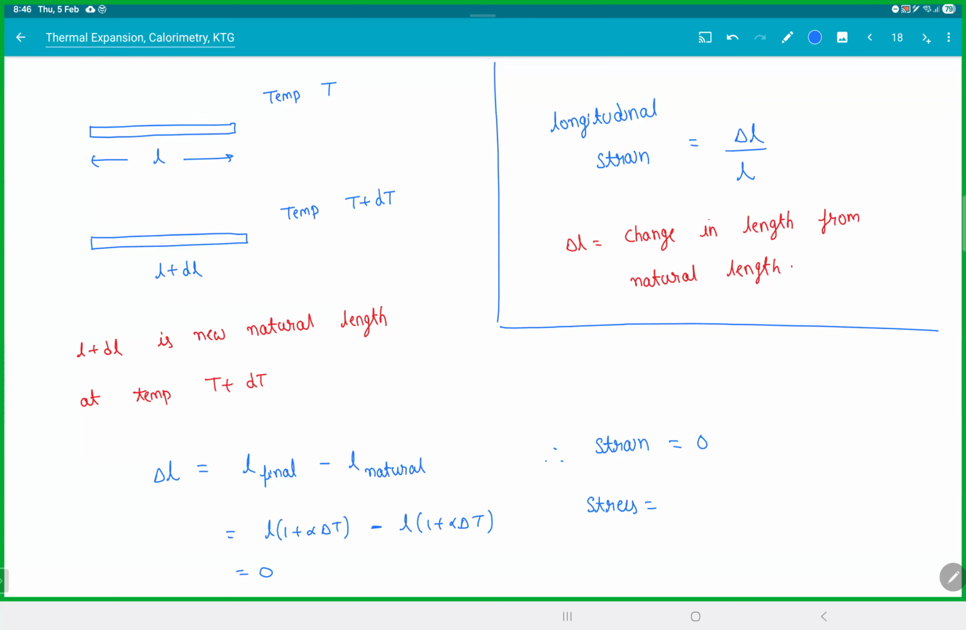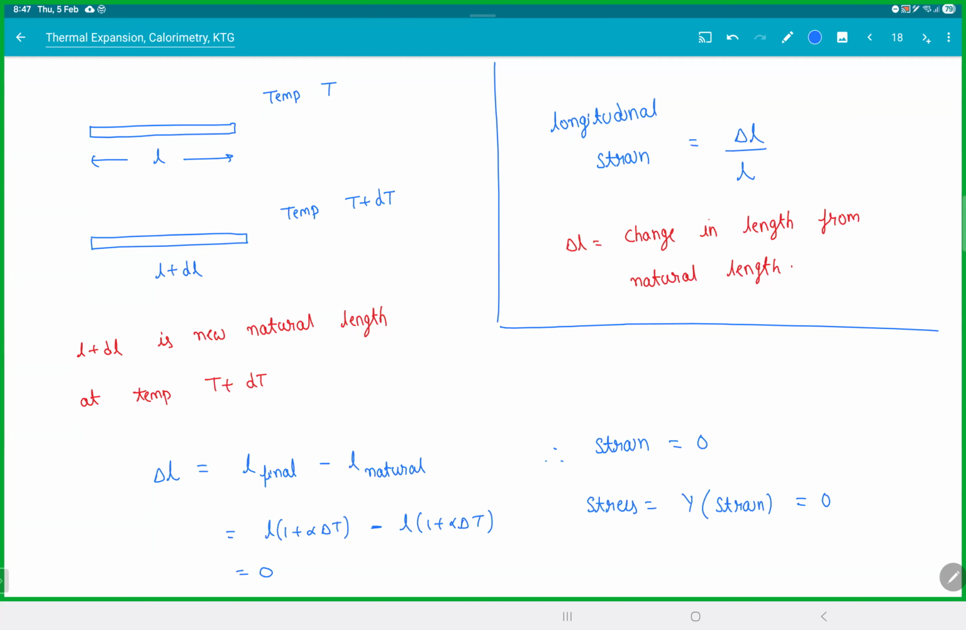I'll give you one more problem on this, so that will make things more clear. So stress is also 0. If you actually think about it, the reason you expanded in the first place is because you don't want to have any stress in the material. Is this making sense? What both the delta L's mean?